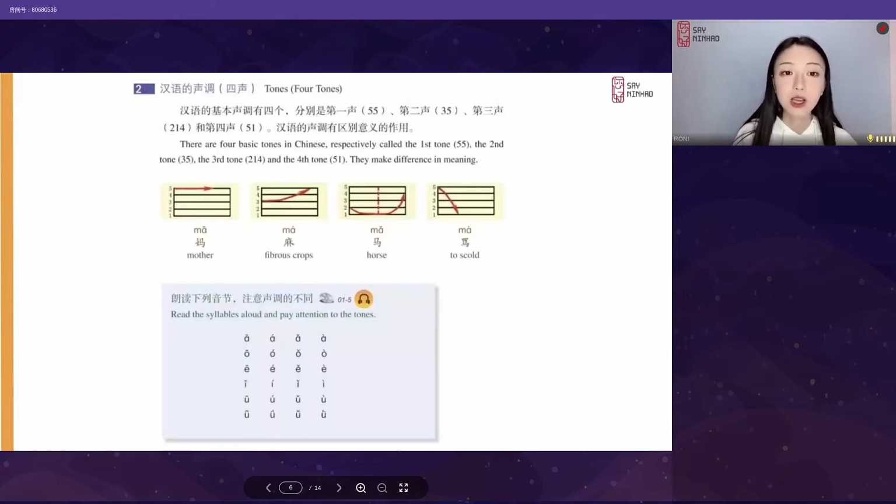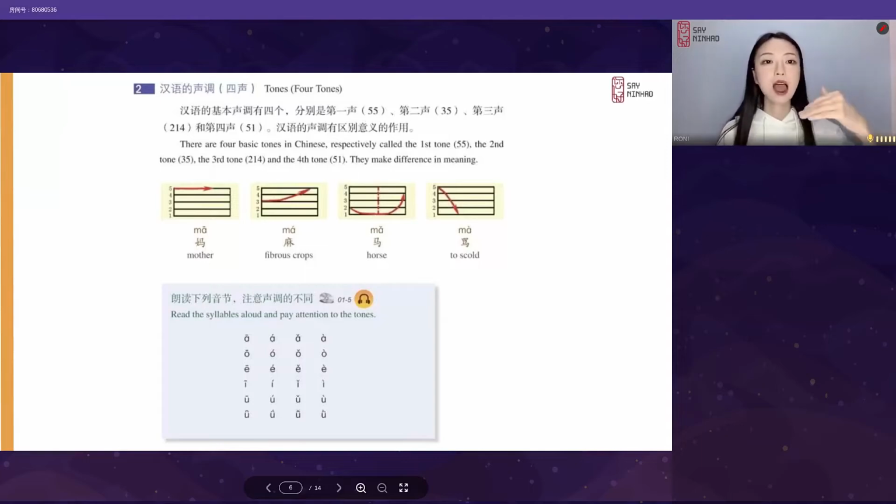pinyin, which is tone. Tone is a very outstanding feature of Chinese. We have four basic tones for Chinese. And if I use ma as an example, then the four tones are ma, ma, ma, ma. These four tones, okay? And as we can see, here are four examples for ma.